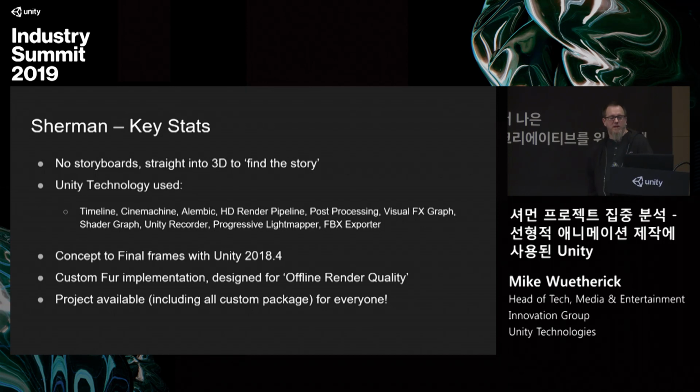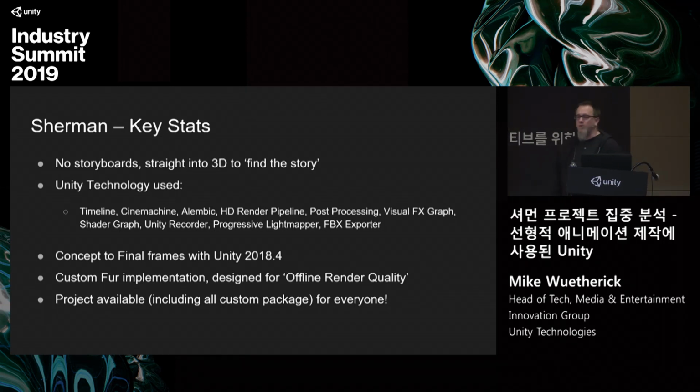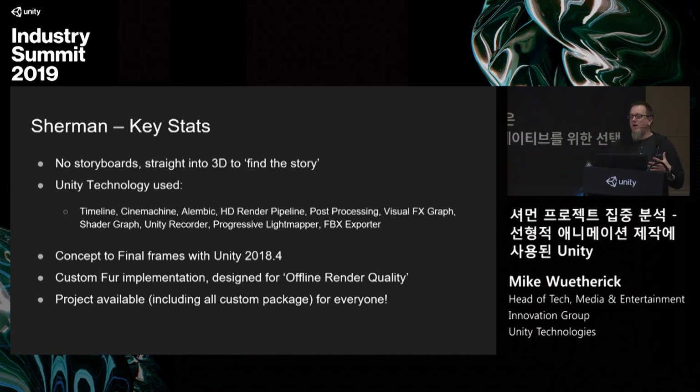So again, some key stats here. No storyboards, straight into 3D. And this is something that the Disney team found was one of the biggest advantages, is getting in and finding your story in 3D is very powerful. A lot of teams tend to work in storyboards for so long, and you don't know if it's actually going to work, because you have to throw that away and start building in 3D. So the quicker you can get into 3D, the better, really. Again, the standard technology that's available in Unity: Timeline, Cinemachine, HD Render Pipeline, and then concept to final frames.